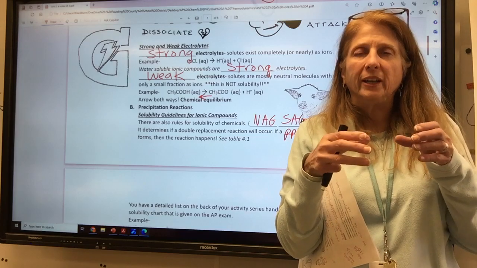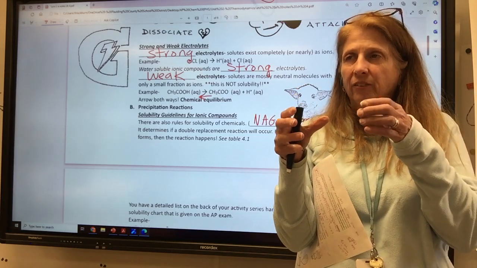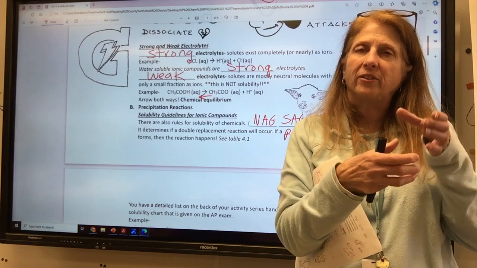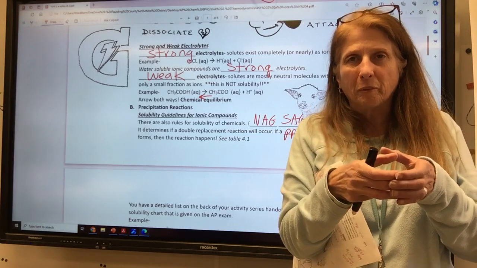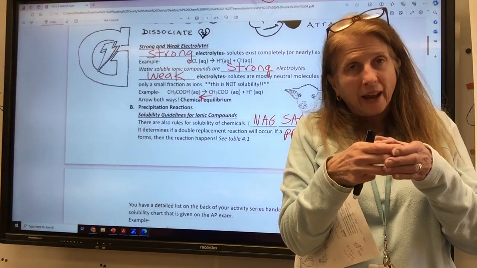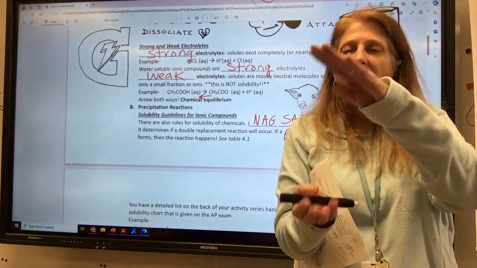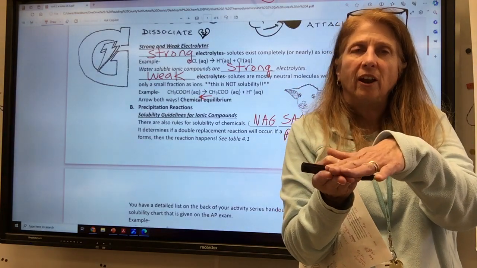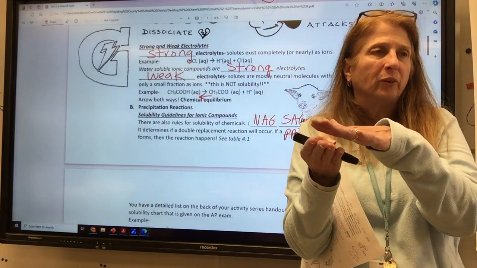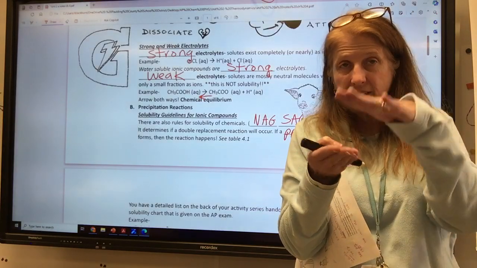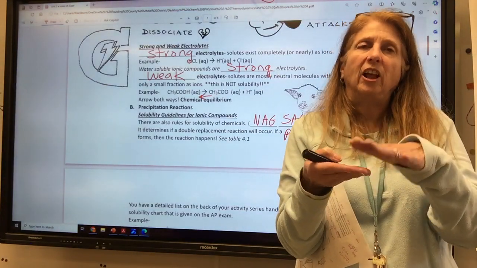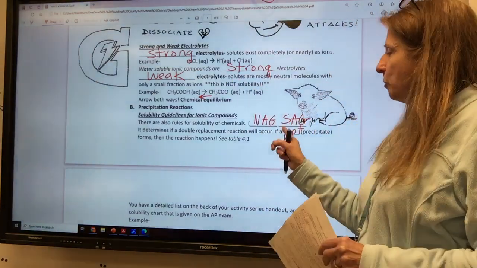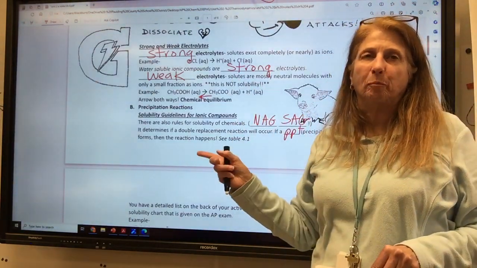In Honors Chem, we did a lab where we took two clear things and poured them together, and it made stuff that looked like yellow paint. Remember that? So that yellow paint is a precipitant, and I let it sit for a day so that it all settled out, and you could see that it was really little yellow dust that settled out. That's a solid precipitant, so that was a double replacement reaction that did happen.